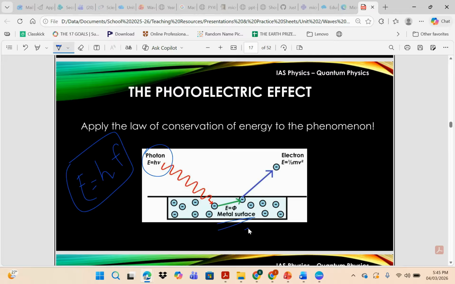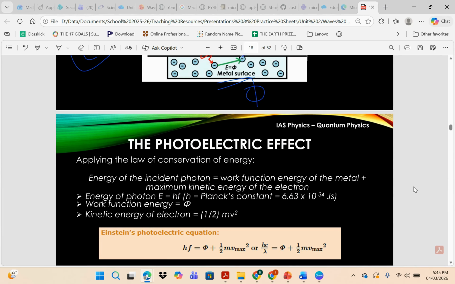The work function of the metal is represented by the symbol phi, and the kinetic energy of an electron, as we always use, is given as half mv squared. So if I try to create an equation using the principle of conservation of energy for this whole phenomenon, I end up with an equation which looks like this. The energy of the incident photon is equal to the work function energy of the metal plus the maximum kinetic energy of the electron. And in symbolic form, this is how the equation looks.